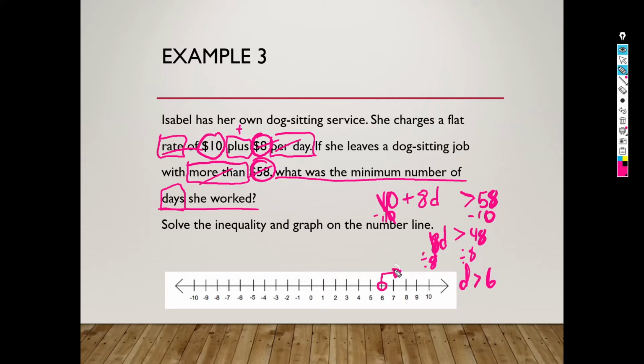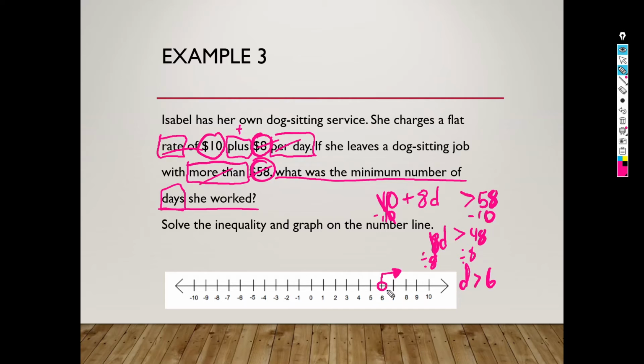And that makes sense too, right? Because we made more than 58. So we're talking about like right at 6, we probably made the 58 right there, right? 8 times 6 is 48. Plus 10 is 58. So yeah, that would have been our $58 threshold there. But we want to see when we made more than that.